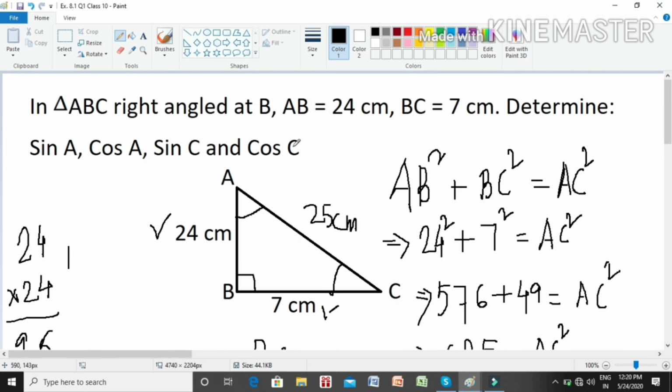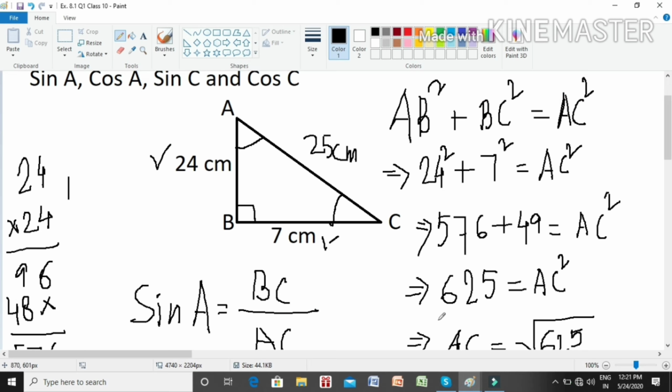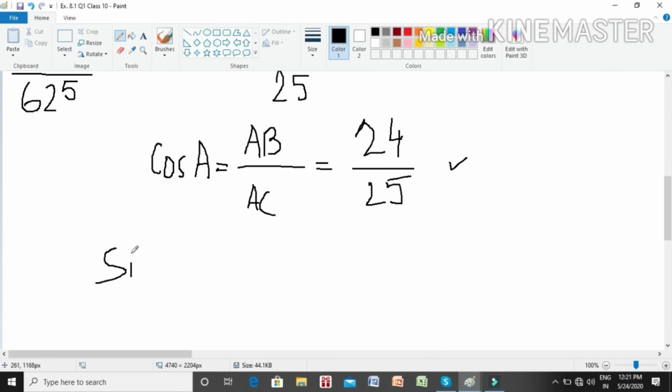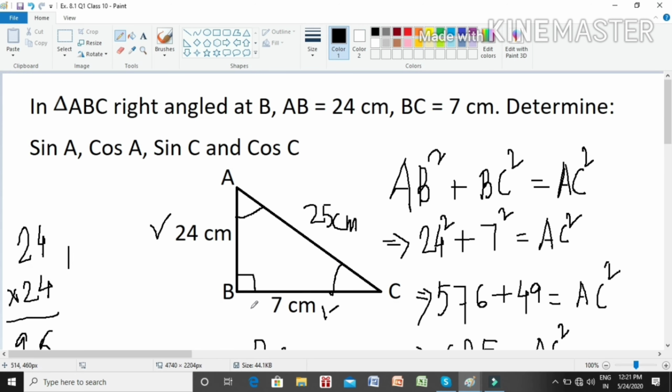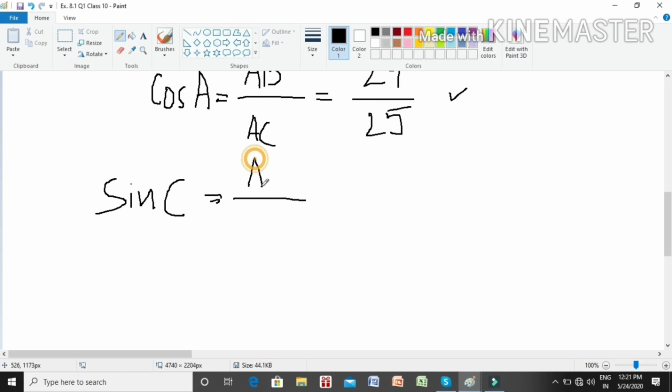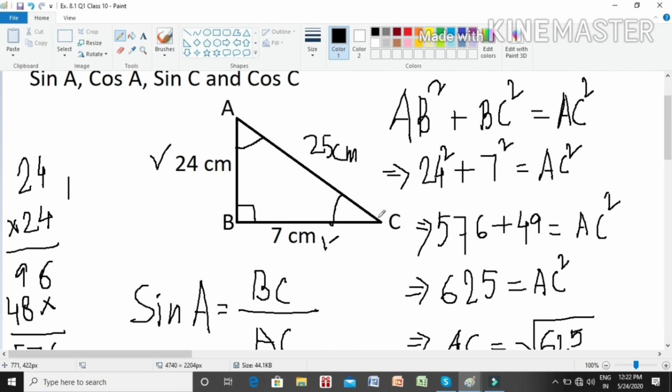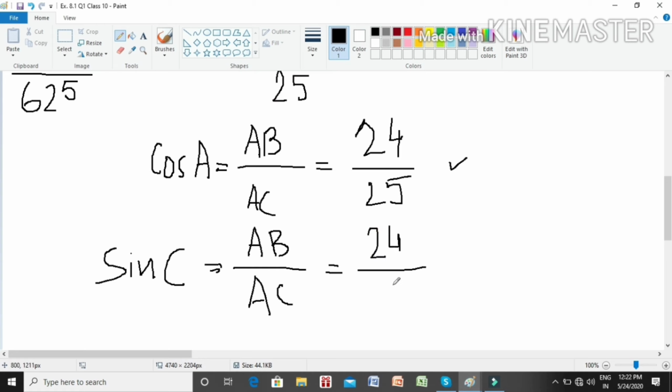Okay, let us go for sin C and cos C. Now this is the new theta here. If C is the new theta, then this is the new base, this is the new perpendicular, and this is, as usual, the hypotenuse. So for sin C, the perpendicular will be AB and the hypotenuse will be AC. So AB shall be 24 and AC shall be 25.